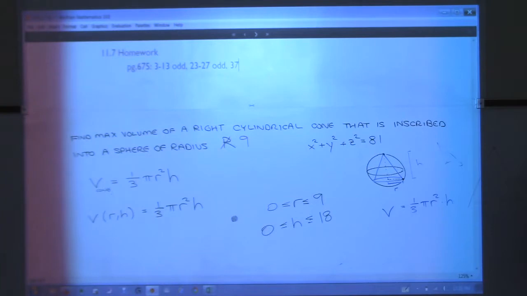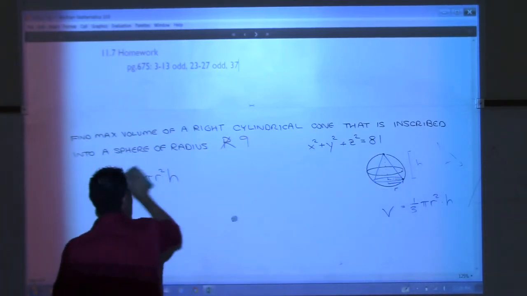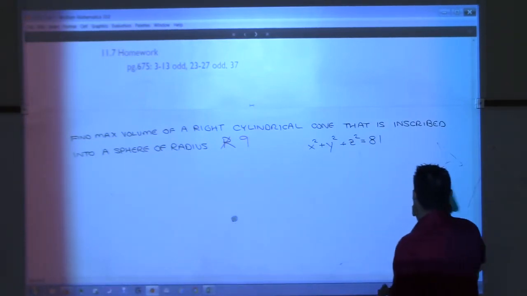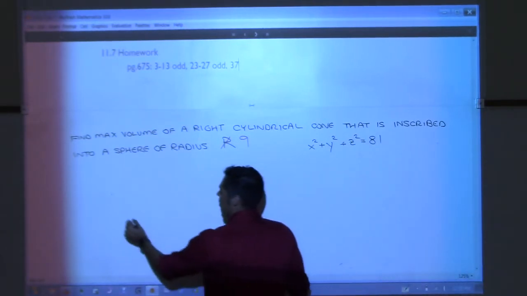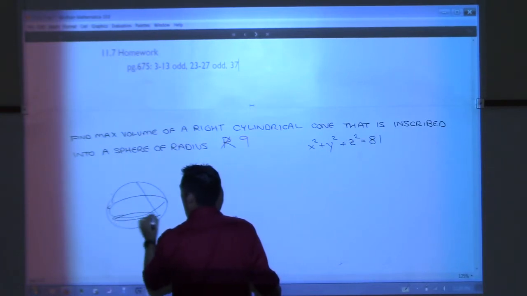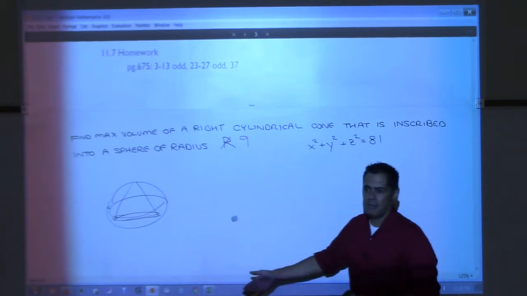In Cal 1, we would take this sphere, and I almost want to start over, because I want you to see it from the Cal 1 perspective first. You've got to find some value in what we're doing now, and I think the way to do that is to understand how we did it in Cal 1 first. In Cal 1, we would have this sphere, it has a radius of 9, and we have this cone inside of it. So what we do is imagine cutting this in half and looking at it.